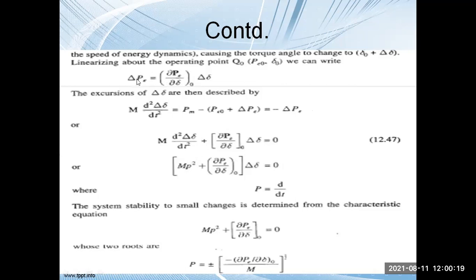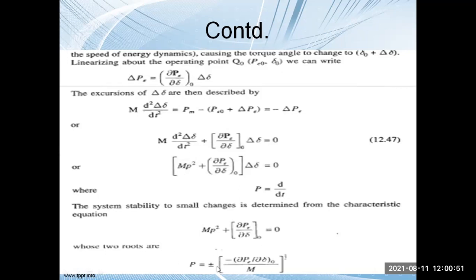We are taking this in the left hand side, so this becomes plus. Now we are substituting delta P by delta delta into delta delta equal to 0. Now writing p for d by dt, as it is a double differentiation, this will be Mp square plus delta P by delta delta, and delta delta is common, so this is equal to 0. So Mp square plus delta P by delta delta equal to 0. So we can calculate the roots.